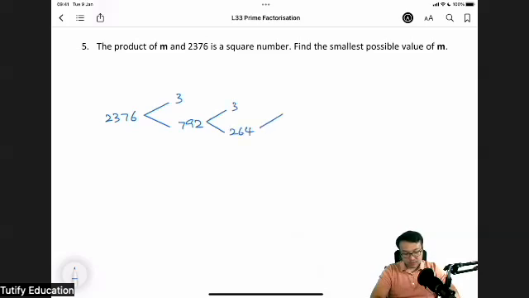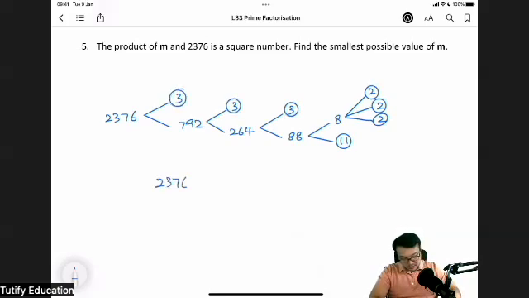3 times 264. Let's continue to split it. You get 3 times 88. Continue to split it. And you can get 8 times 11. And remember this trick. 8 equals to 2 times 2 times 2. Circle everything. Then you can write down 2376 equals to 2 to the power of 3 times 3 to the power of 3 times 11.